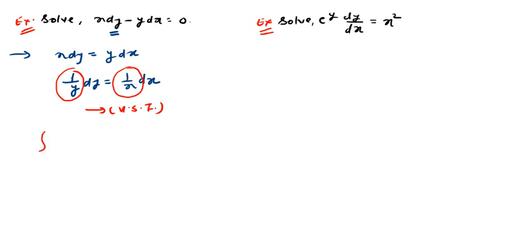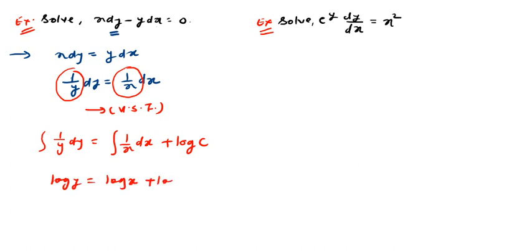So integration 1 by y dy is equal to integration 1 by x dx, plus some constant. Suppose I take that constant as log c. So integration of 1 by y will be log y, and integration of 1 by x will be log x plus log c. Now we know the rule for logarithms: log a plus log b is log of a into b.